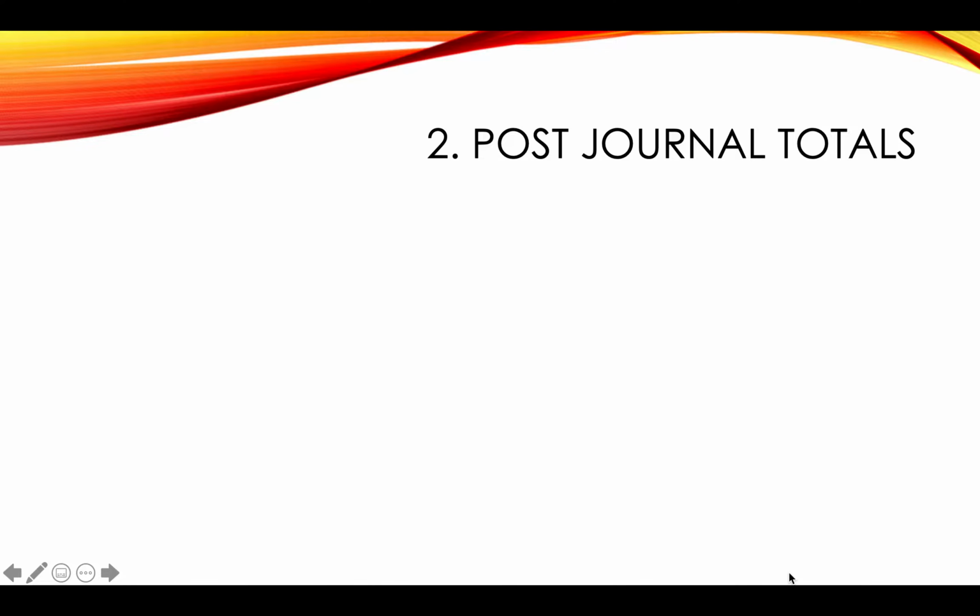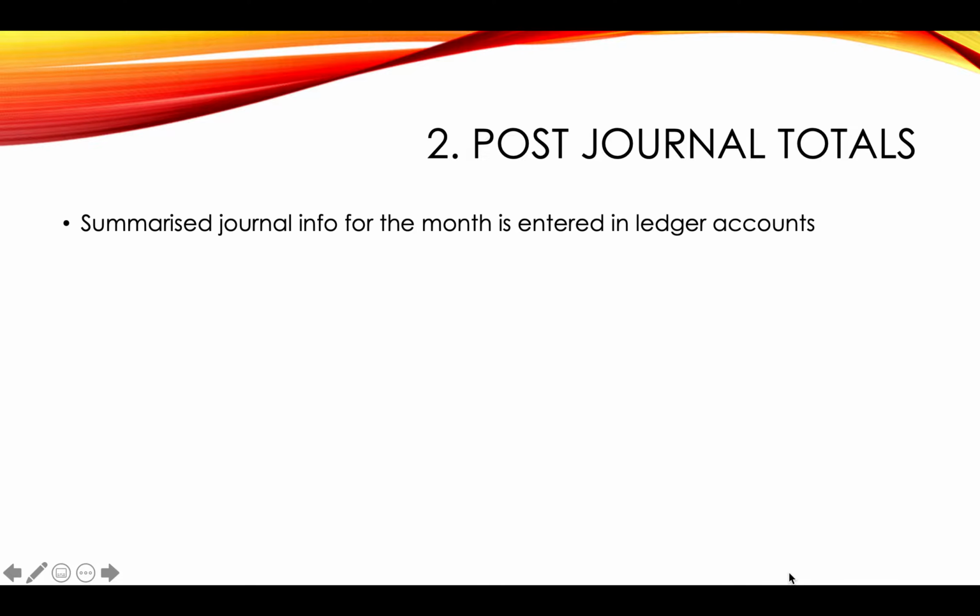Posting journal totals to the general ledger. The summarized journal information that you've already created for the month is now going to need to be sent to the ledger accounts in the correct places. Remember that for every entry there's always a debit and a credit, so that is what we're going to do. However, you won't see it immediately because the journal has summarized all the information.